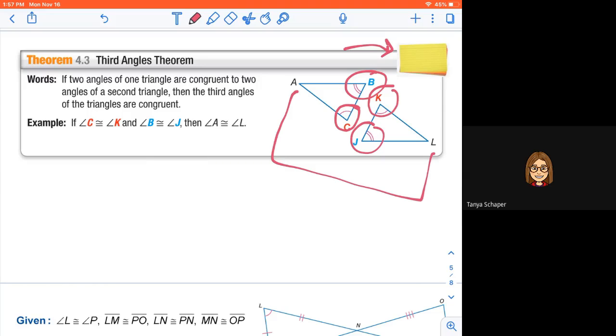So if I have two triangles with two sets of congruent pairs, then the third angle in each triangle are also congruent. And again, because it's a theorem, that means it can be proven true. And so we could go through a process of proving that true.